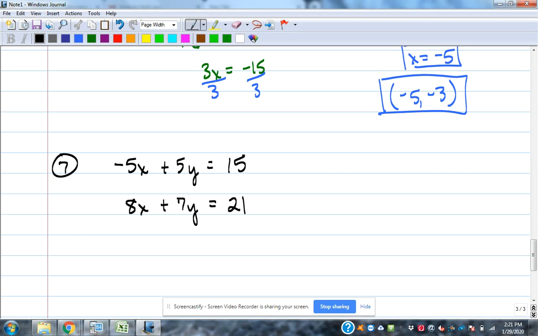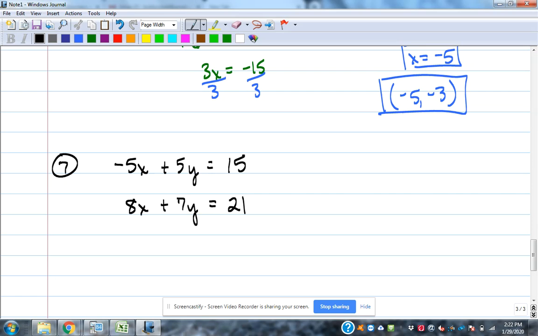Now, you're looking at these. You're trying to get either x or y to have opposites on one another. So you want to look at the coefficients and think, what numbers do they have in common? I usually try to look for the smallest number, but you don't have to do that. 8 and 5, what's their common number? Both of them go into 40. 7 and 5, what's their common number? 35.